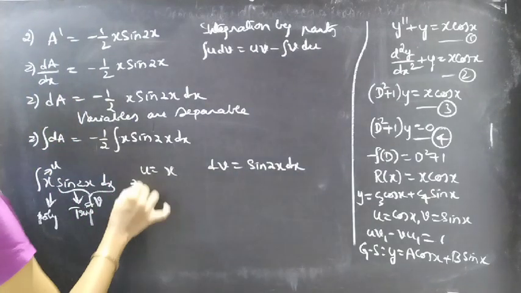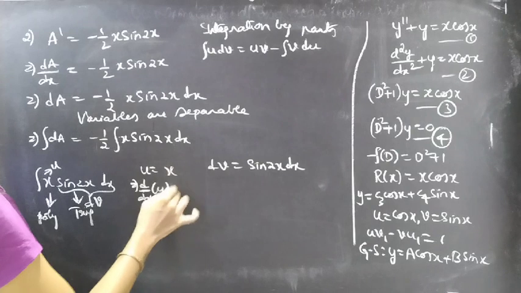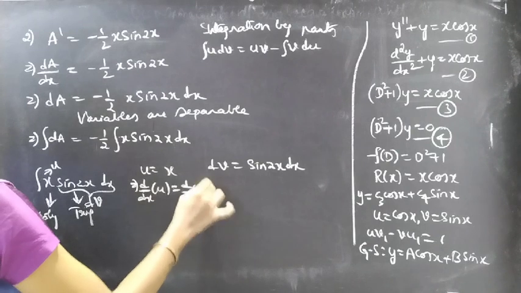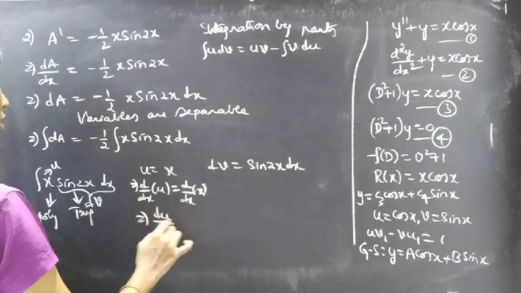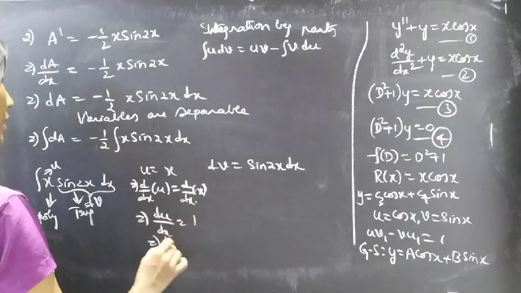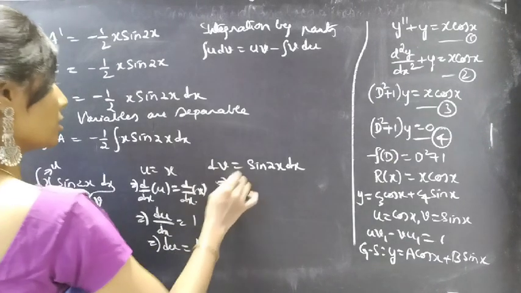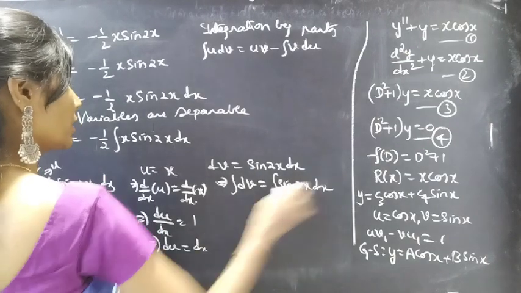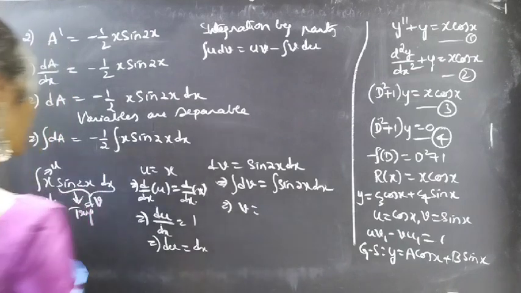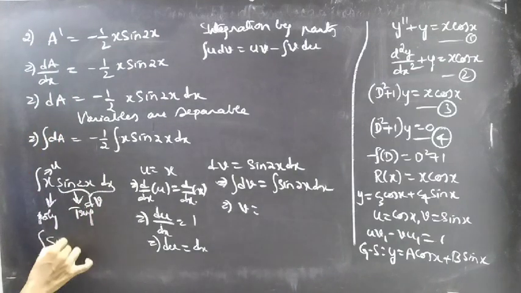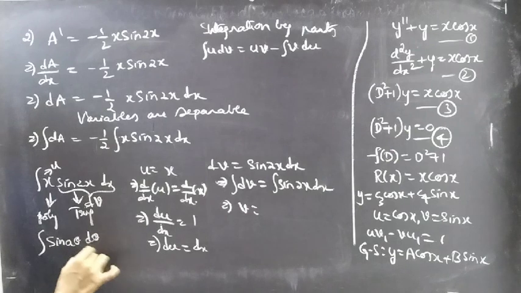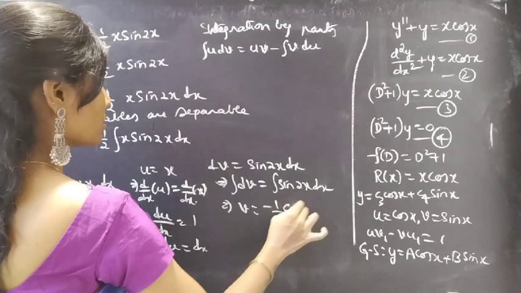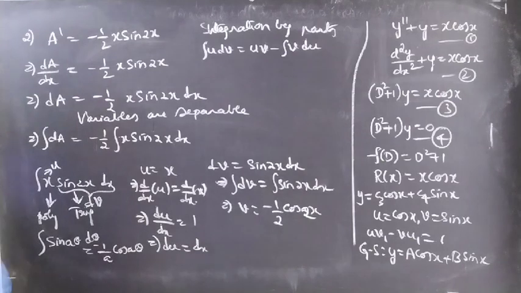Now differentiate on both sides with respect to x, we'll get du by dx equals the derivative of x with respect to x, which is 1. From this we'll get du equals dx, and here let's integrate on both sides to find v. We'll get v equals, since we know that integral sin a theta d theta equals minus 1 by a cos a theta, right? Then for a equals 2, you'll have minus 1 by 2 cos 2x, right?